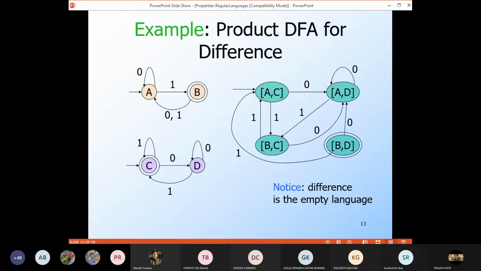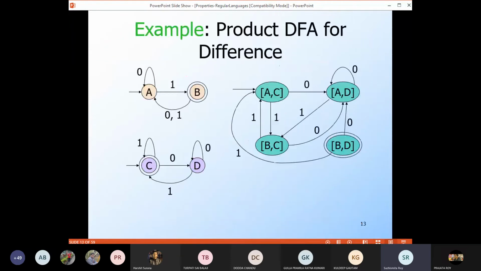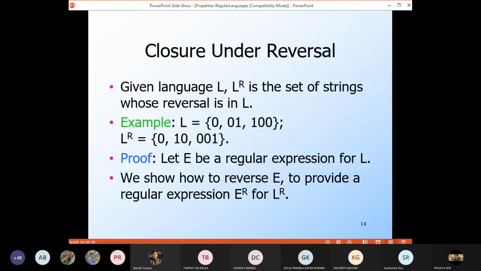Is this clear to all of you? This construction of a finite automata for the difference of two languages. Okay. So now let's look at reversal.